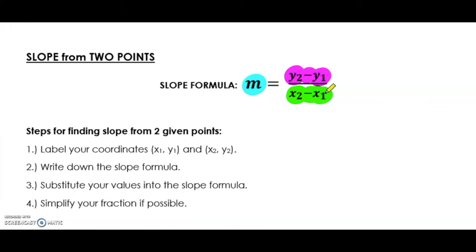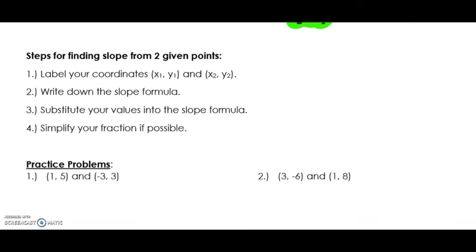So on the graph, we just counted the lines, but now when we're given 2 points, we're going to be doing subtraction, which is the same thing as counting the distance between the 2 points. All right, so steps for finding the slope from 2 given points. We're going to label our coordinates first, and I'll go through some examples of how to label. We're going to write down that slope formula, because the more times we write this formula down, the easier it is going to be to remember. We're going to substitute our values into the slope formula, and then we're going to simplify our fraction at the end if it's necessary.